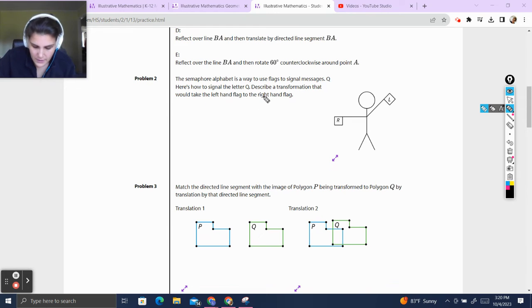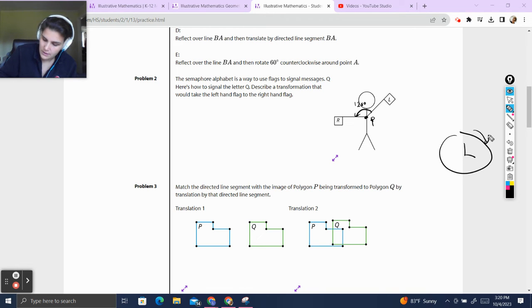The semaphore alphabet is a way to use flags to signal messages. Here's how to signal the letter Q. Describe a transformation that will take the left-hand flag to the right-hand flag. Well, the left-hand flag, first we're going to have to rotate him around point P. That looks like about 120 degrees. So we're going to rotate 120 degrees counterclockwise, because remember, this is our clock. Our clock goes in this direction, so that's clockwise. If we go backwards, that's counterclockwise. And then L is going to be lined up right here. That's going to be our L flag.